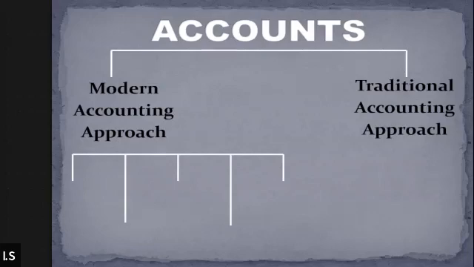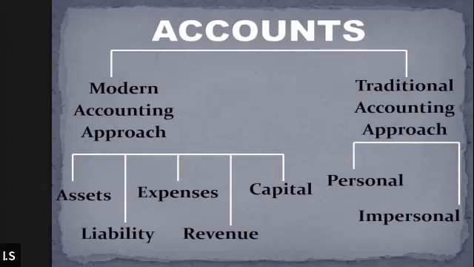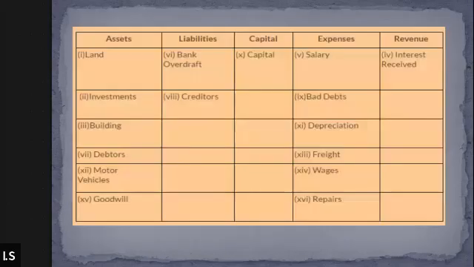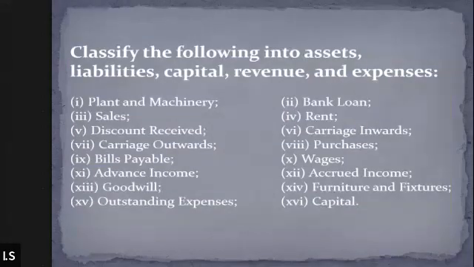As per modern accounting approach, we have different types of account like asset, liability, expense, revenue, and capital. But as per the traditional accounting approach, we have only two types of account: personal and impersonal, and under impersonal we have two more categories: real and nominal. Then we did a few questions based on the classification of items on the basis of modern accounting approach.